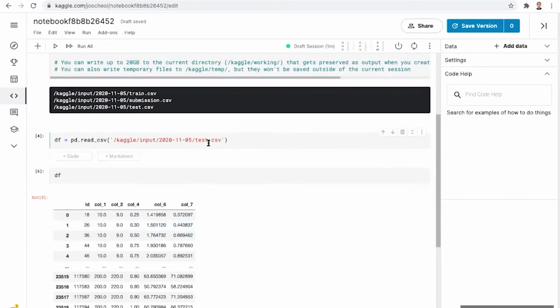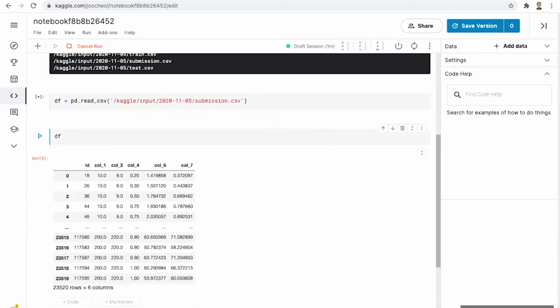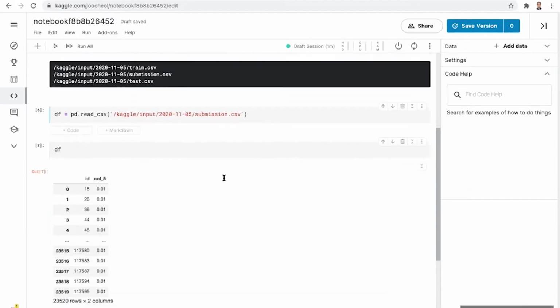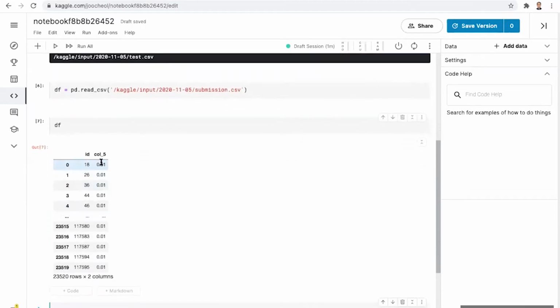And let's see the submission file. It has ID and column 5. So basically, you have to submit this one. And your rank will be at the bottom if you submit this one. But what you have to do is to find a new value for column 5. That's it. And then once you have this, yeah, you can save.